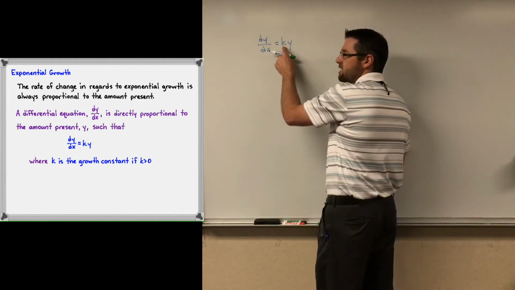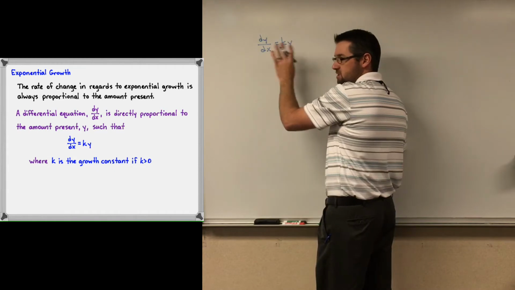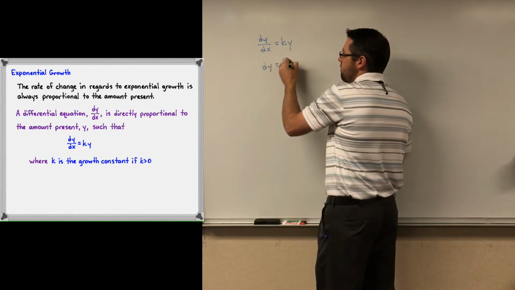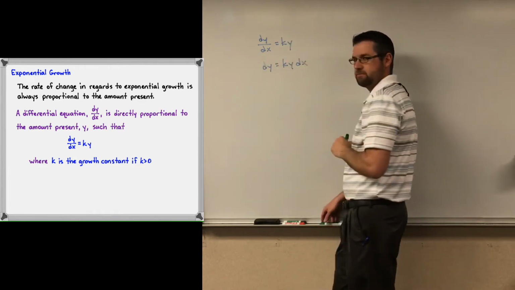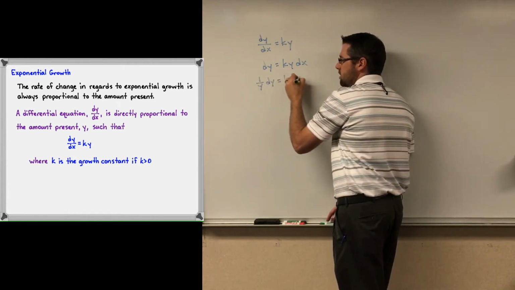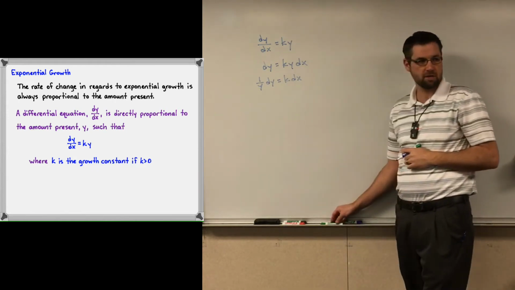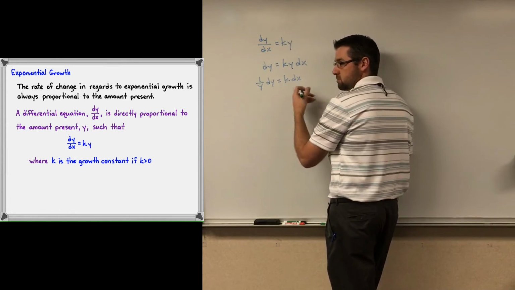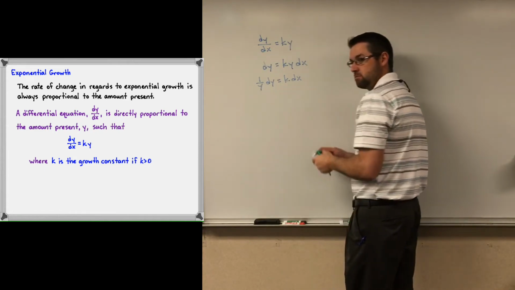Separate the variables. Remember, k is a what? Constant. It's not a variable. So how do I separate these? So dy/dx equals ky, so dy equals ky dx. Now what? Divide by y, so you end up with 1 over y dy equals k dx. Are you guys okay with this? Now what do you do?